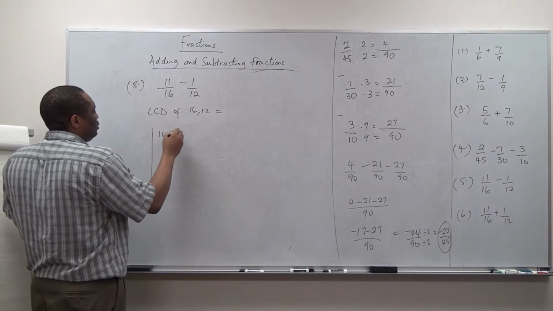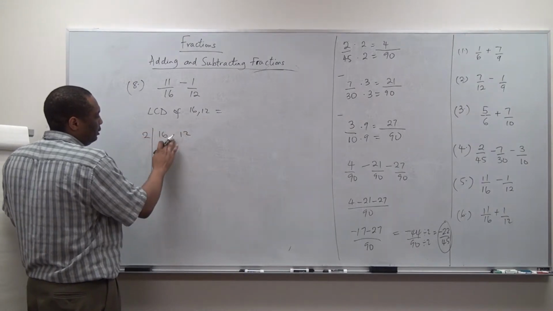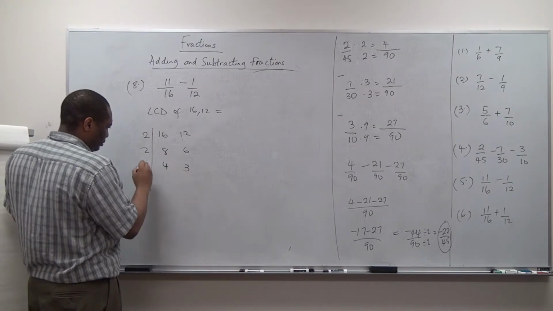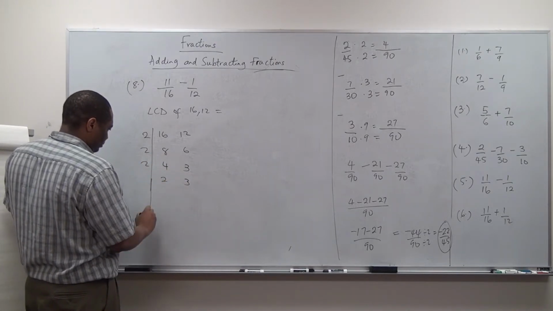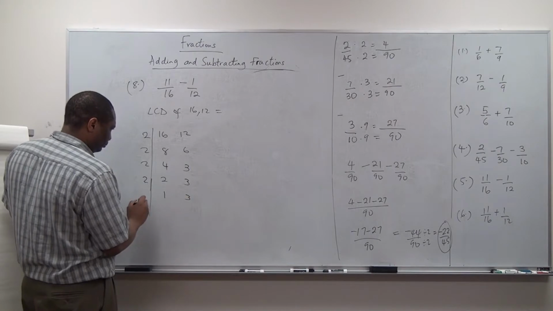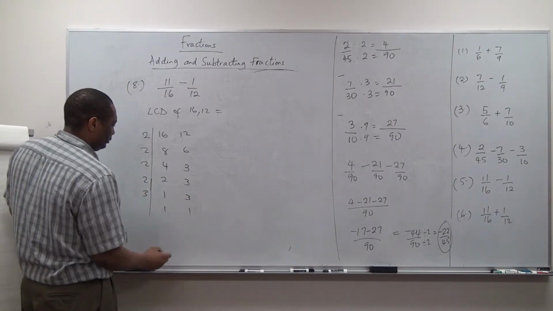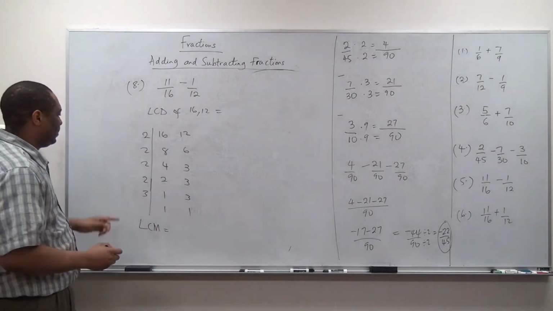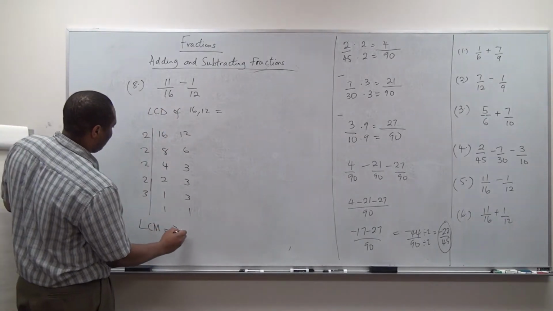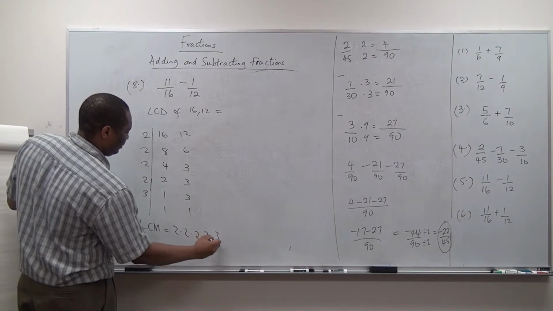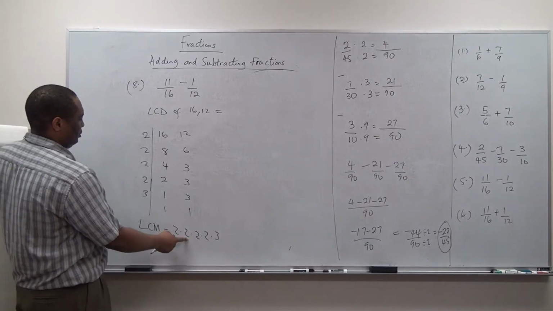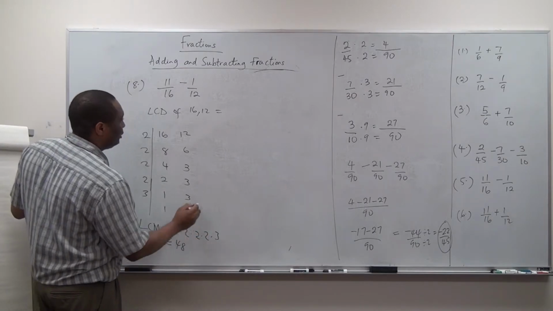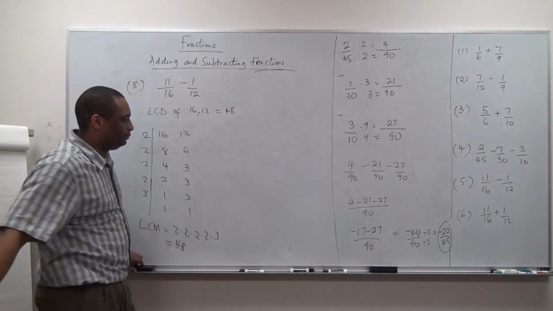So, 16, 12, 2 will go here, and that is 8, 6, 2 again, 4, 3, 2 again, 2, 3, 2 again, 1, 3, 3, 1, 1. So LCM, which is the same thing as LCD, will give you 2 times 2 times 2 times 2 times 3. 2 times 2, 4, times 2, 8, times 2, 16, times 3, 48. So the LCD is 48.